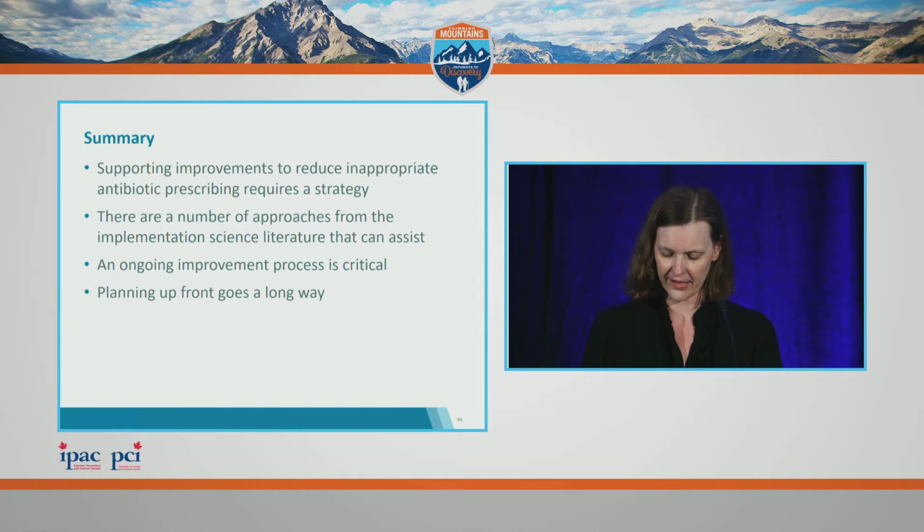And so we learned that to support improvement, you need a strategy that acknowledges barriers and enablers that influence current practice. You need to tap into existing literature to assist with the development of these types of programs, because there's lots out there and lots to be learned. And an ongoing improvement process is critical to ensure that the programs and the resources are usable and supportive for those actually using them in the field.